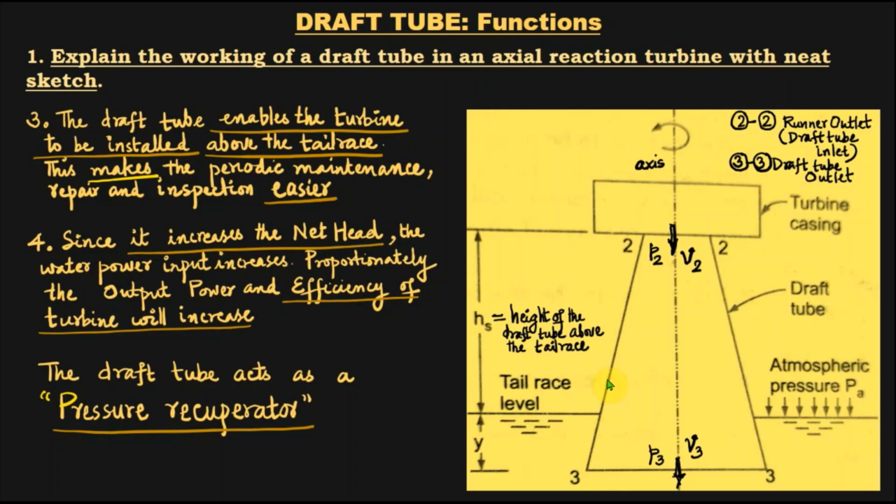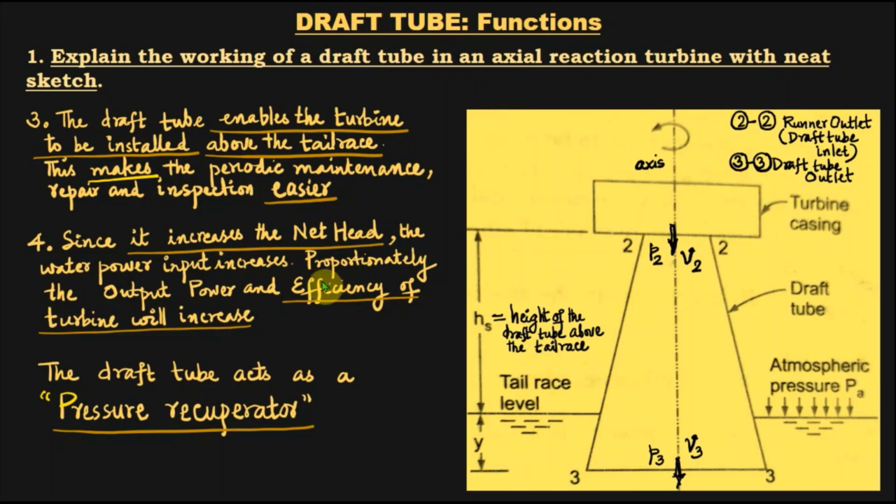It also increases the net head on the turbine works, because here you can see this height of the draft tube above the tail race. Some portion is underwater, below the tail race, and some portion above. So the portion of the draft tube or the vertical height of the draft tube above the tail race, that effectively increases the net head on the turbine works.